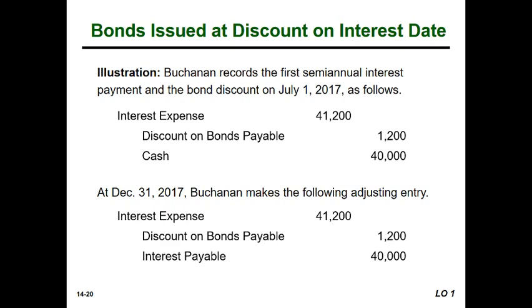On January 1st, 2017, when we pay out that interest in the form of checks to our bondholders, we will debit interest payable $40,000 and we will credit our cash $40,000.